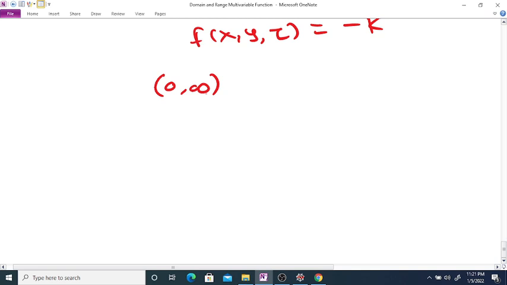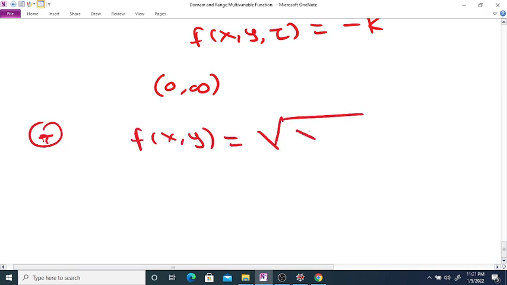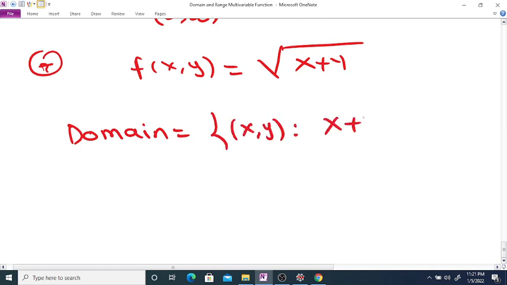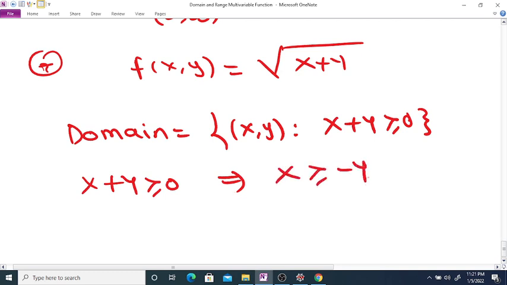So if we take one more example, say f of x y is equal to square root of x plus y. Again, x plus y, we know that this is a square root function. It is defined only, what is the domain here? Domain is equal to the collection of all x y such that x plus y is greater than or equal to 0, and therefore x is greater than or equal to minus y.